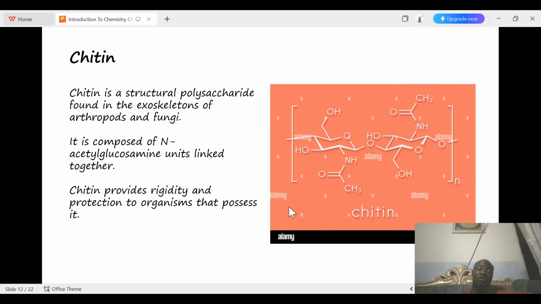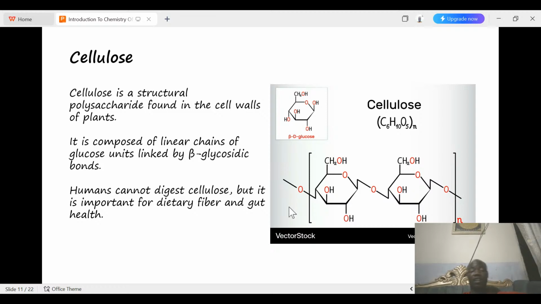So then the next one is cellulose. Cellulose is a structural polysaccharide that is found in the cell wall of plants. So they are structural carbohydrates and you can find them in the cell wall of plants, and it is composed of a linear chain of glucose units. The glycosidic bond that forms in cellulose is no longer the alpha 1,4 glycosidic bond, rather it is a beta glycosidic bond. Humans generally cannot digest cellulose because we don't have enzymes that can degrade the beta glycosidic bond.